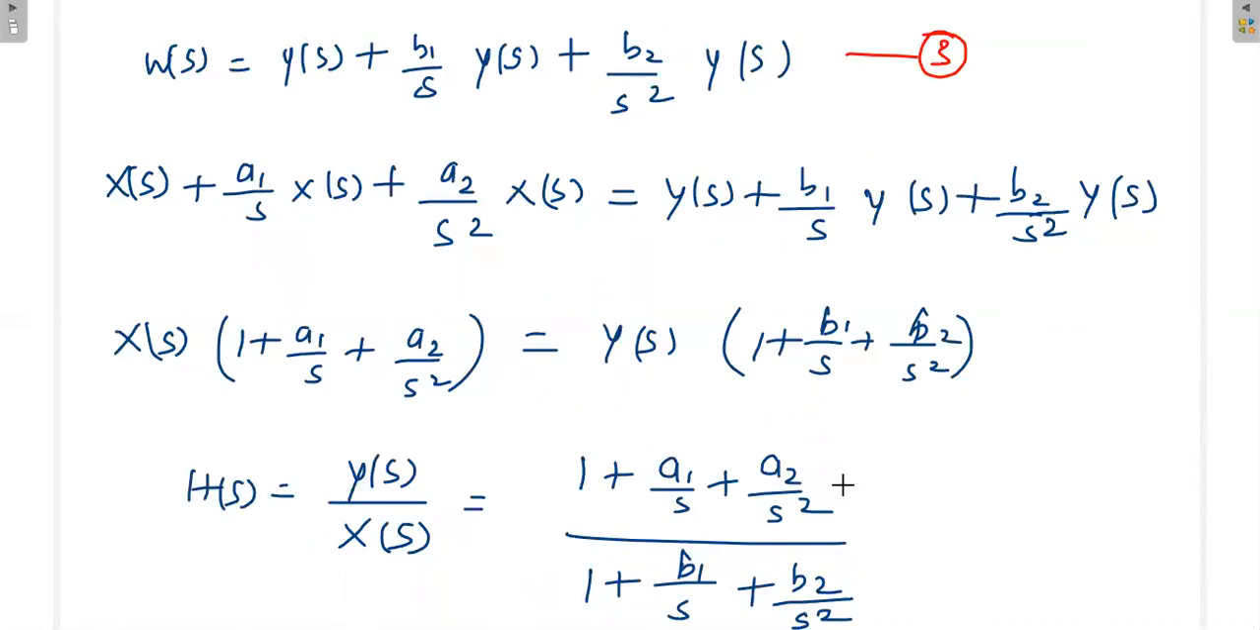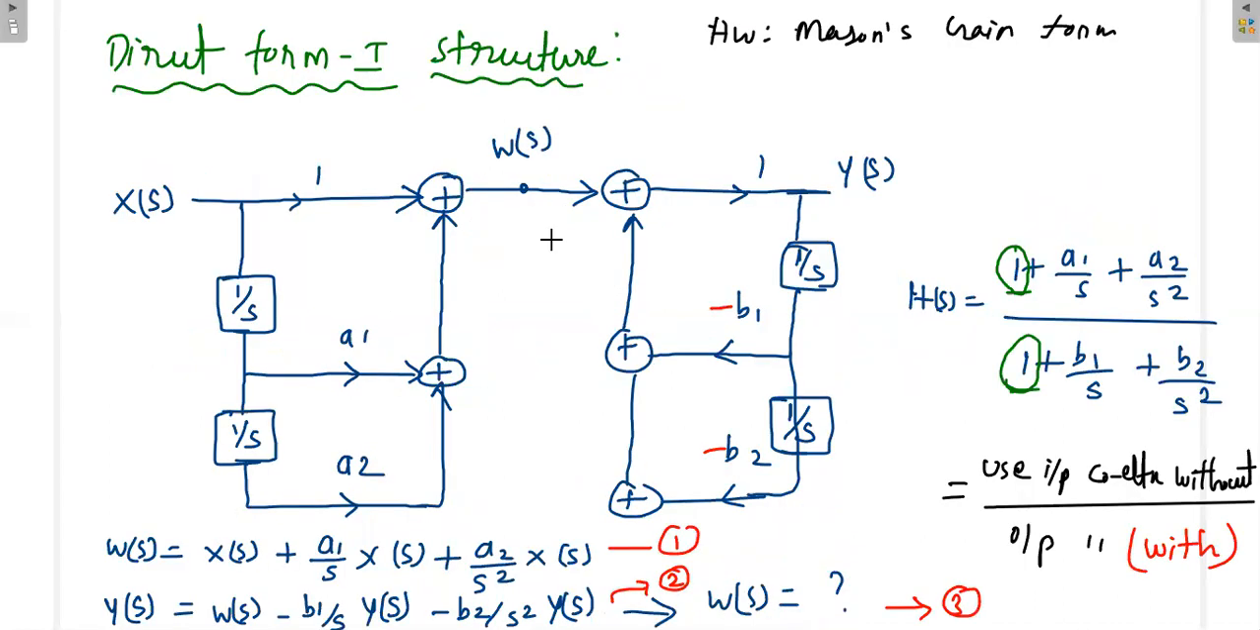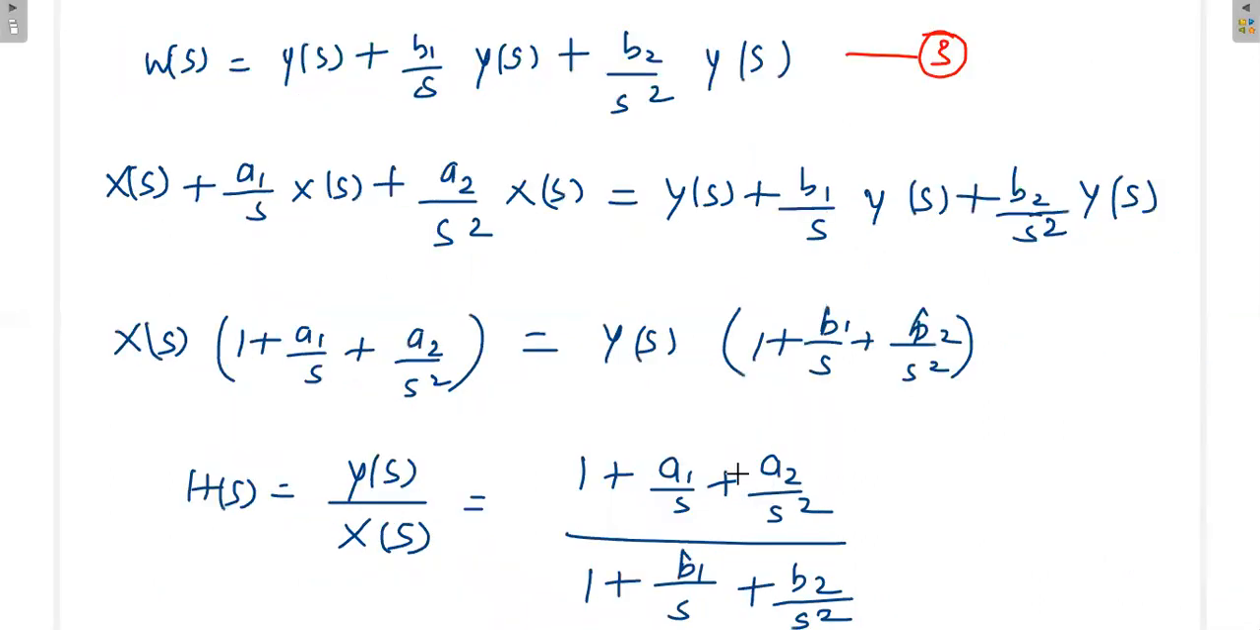Once in the exam, if they give H of s, or they may give a differential equation, then we'll find H of s. Actually we'll be going backward to get this one, because this may be given in a 16-mark question. Directly you cannot write this. Anyway, you can verify your answer, but this is the procedure. In the backwards direction, we'll get the block diagram.